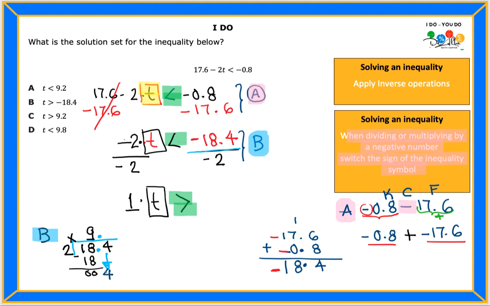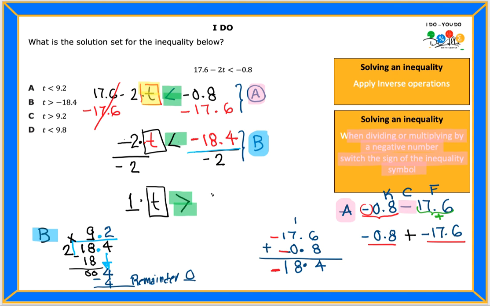Now we do 2 into 4, and the answer is 2. 2 times 2, that's a 4. We subtract, and 4 minus 4, that's a remainder 0. Great. So when we divided 18.4 by 2, we got 9.2.